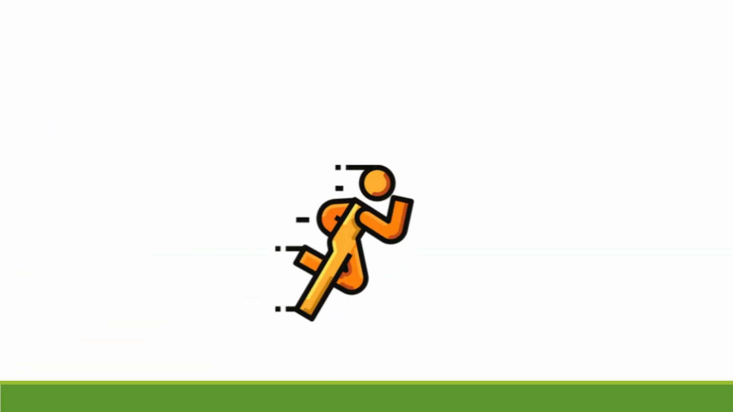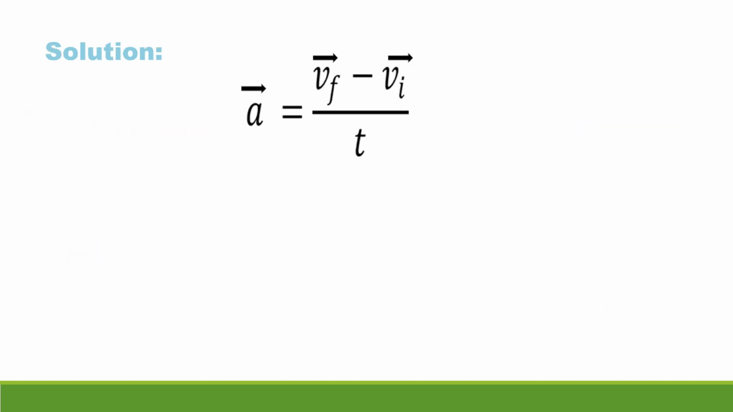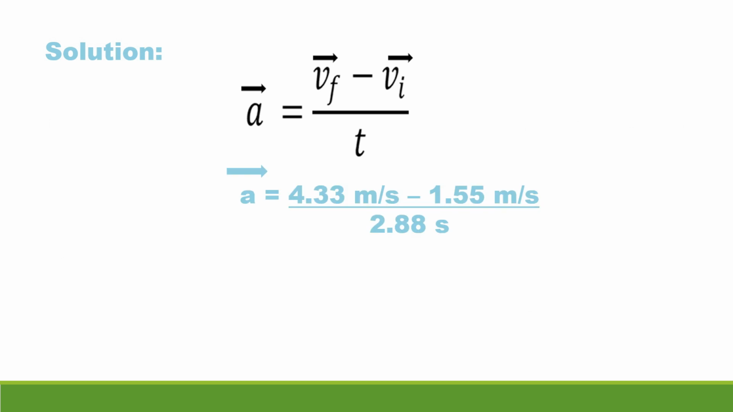Let's try an example of a person running, with an initial velocity of 1.55 meters per second, a final velocity of 4.33 meters per second, and it took him 2.88 seconds to reach that final velocity. We have to find the acceleration. Using the equation, we just substitute the given values. We find that the acceleration is 0.965 meters per second squared. Remember to place a square for the unit to avoid confusing this with speed or velocity.